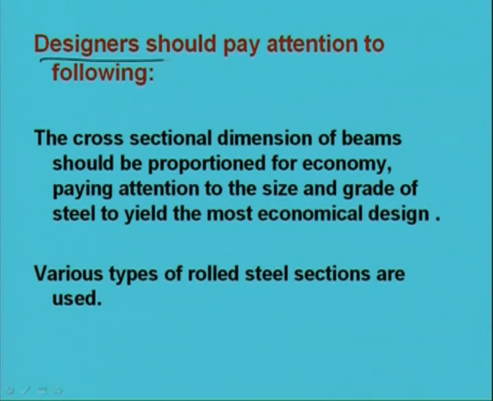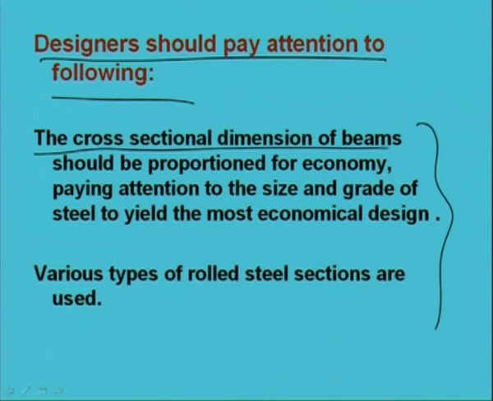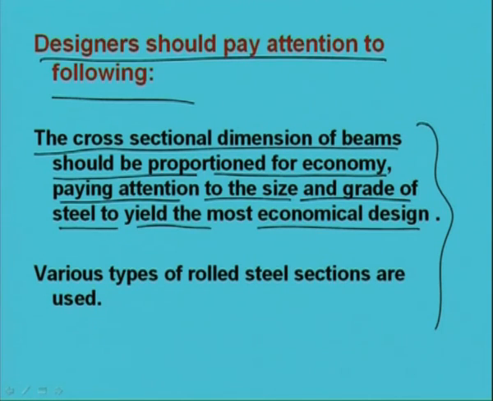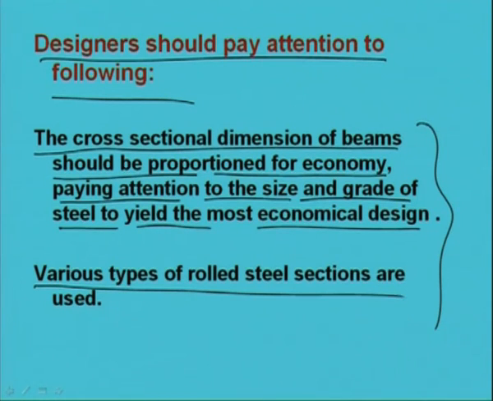So, designers have to pay attention to the following, considering those aspects, that is, the cross sectional dimension of beams should be proportioned for economy, paying attention to the size and grade of steel to yield the most economical design. So, we have to see what will be the most economical design, and accordingly we have to find out the suitable shape of the beam. Now, various types of rolled steel sections are used, which we will discuss now.